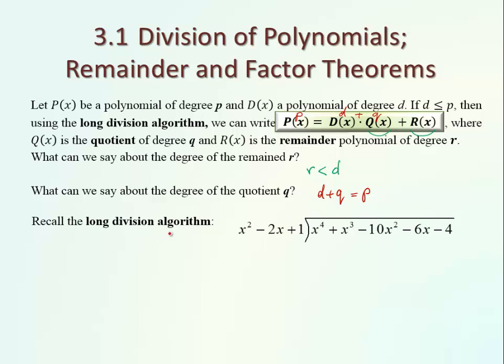Let's recall the long division algorithm using this particular example. We are dividing a fourth degree polynomial by a second degree polynomial. The rule is that we look at the first term of the divisor and try to fit it into the first term of the dividend. So x to the 4 divided by x squared is x squared, and we record this at the top of the division sign. Then we multiply x squared times the divisor and write it underneath. So we have x to the 4 minus 2x cubed plus x squared.